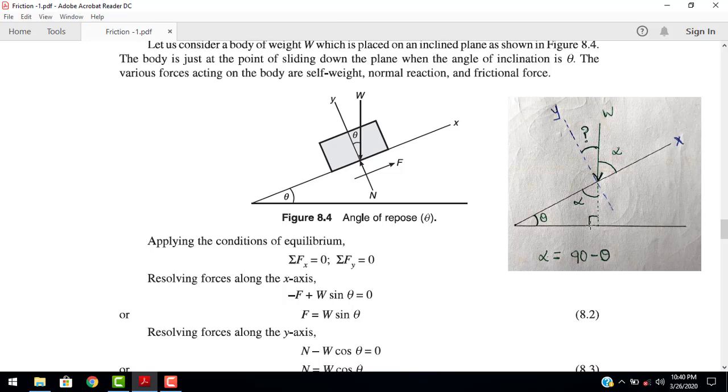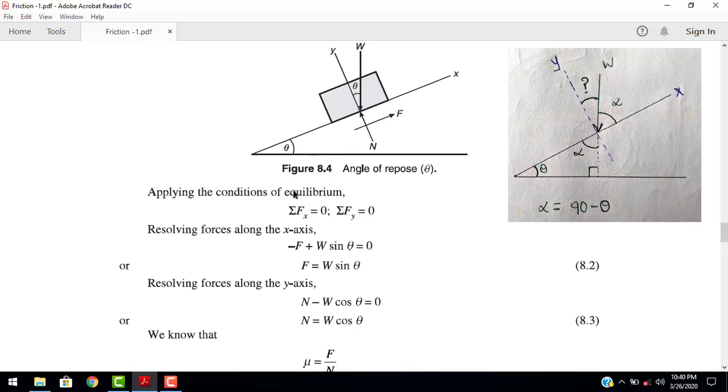Now the angle between the x-axis and this self weight is represented as alpha. So alpha will be equal to 90 minus theta. Here I will consider the opposite angle which is equal to alpha. So alpha will be equal to 90 minus theta degrees. And now I know that the angle between x and y axis is 90 degrees. So this remaining angle becomes 90 degrees minus alpha, which in turn will be equal to theta.